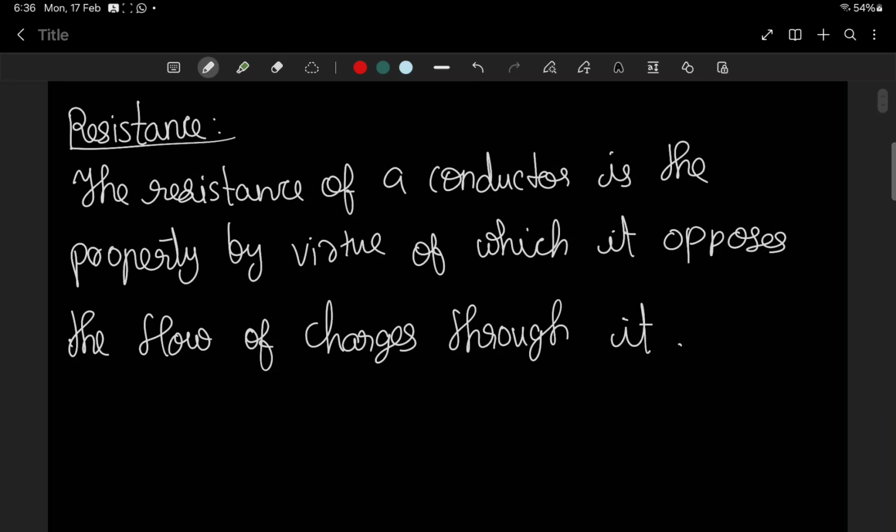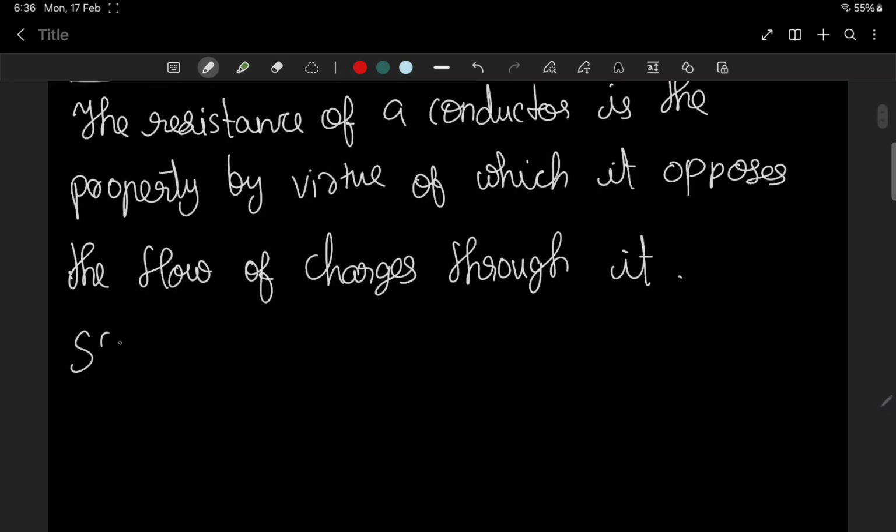Now, we know how to write it: V equal to IR. Now what is the SI unit of it? It is ohm.